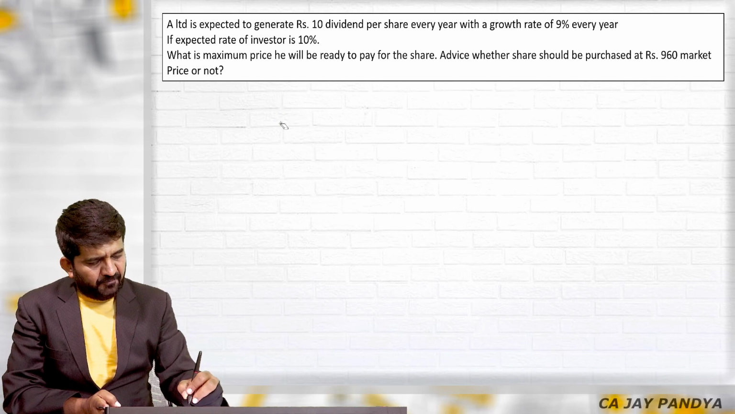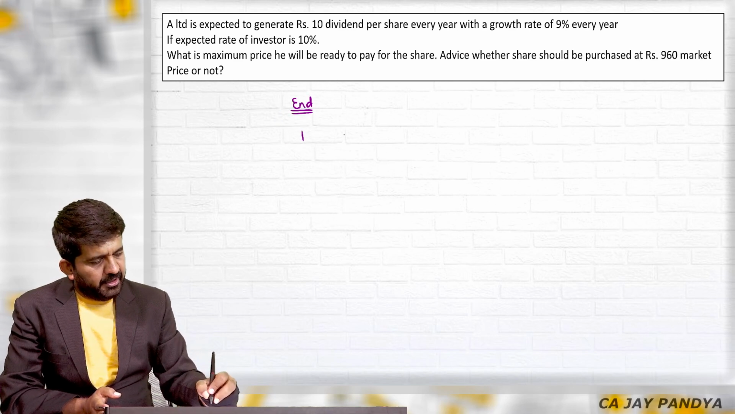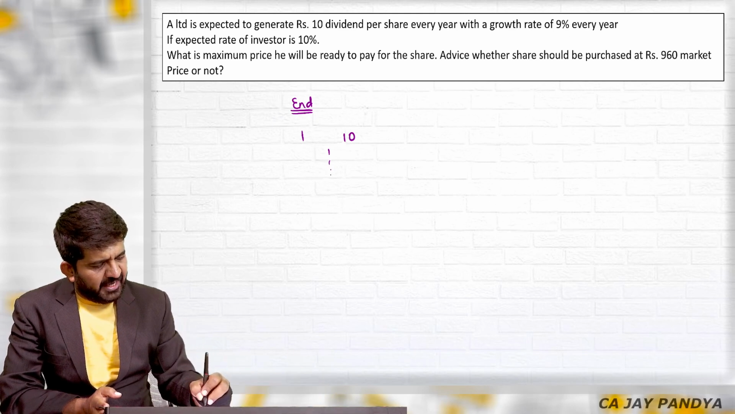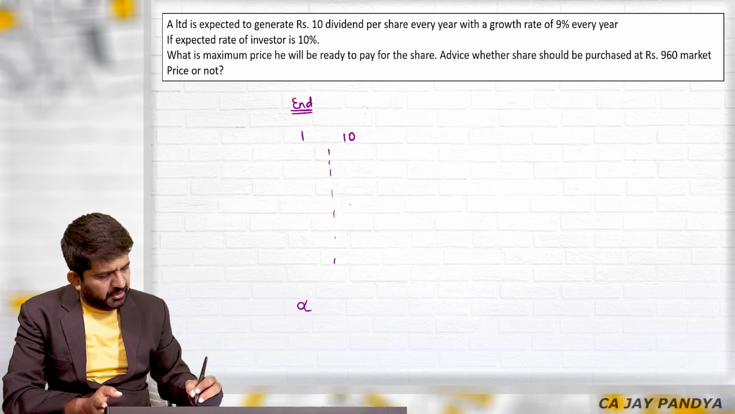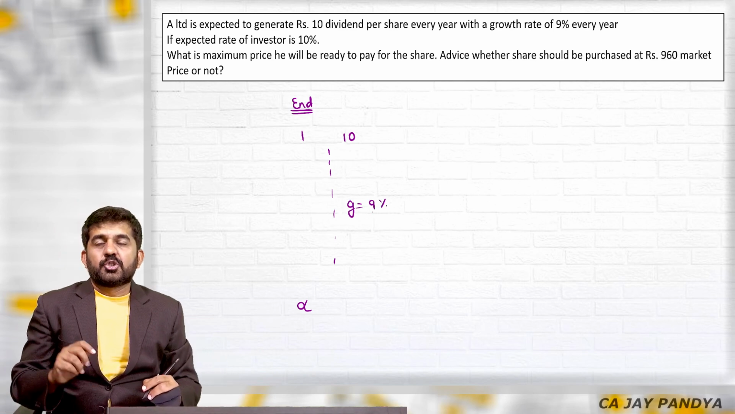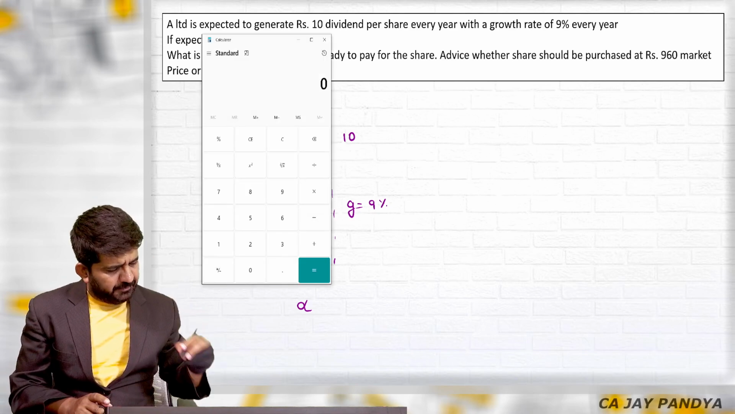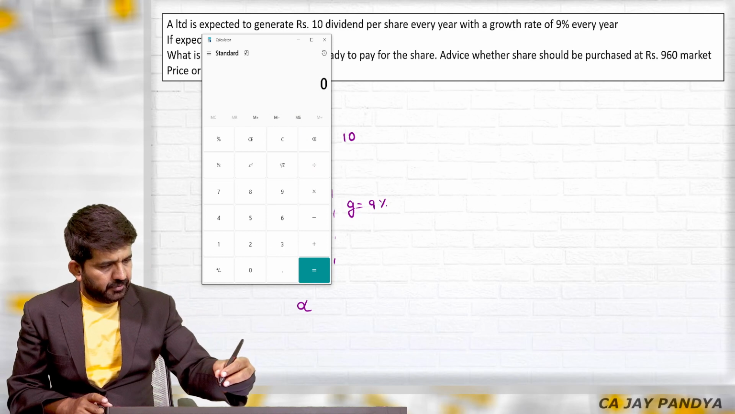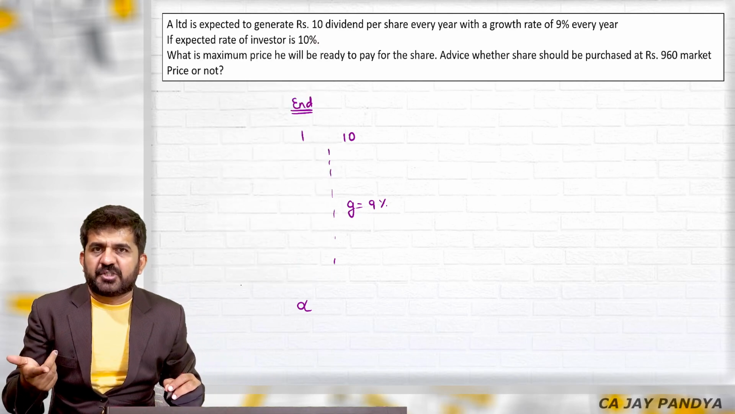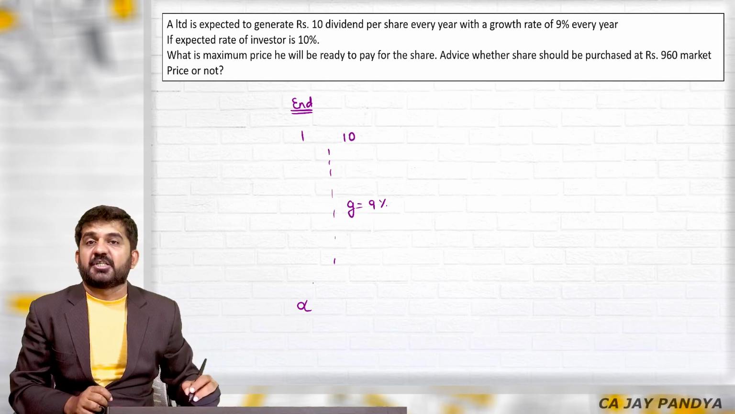At the end of first year, it is going to generate dividend of 10 with a growth rate of 9% every year up till infinite period of time. So 10.9, 9% growth will be, yes, 10.9. 10.9 will be cash flow for second year, and it will be growing at 9% every year. So growth rate is 9%.